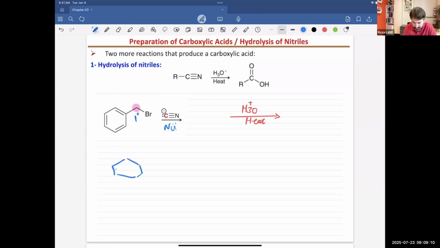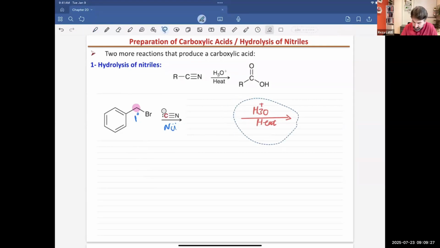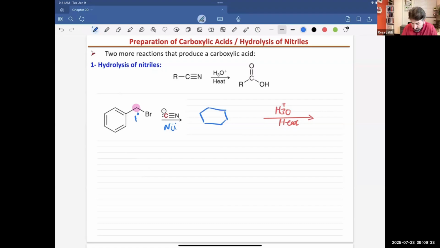So the intermediate that we get, let me draw it here. So our intermediate, it will be this. We get carbon attached to nitrogen through a triple bond. And now this one, it can go through hydrolysis. And the hydrolysis is providing acidic H. And we know nitrogen, it has a lone pair.